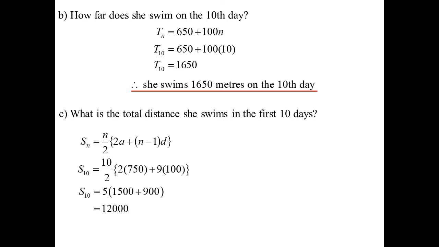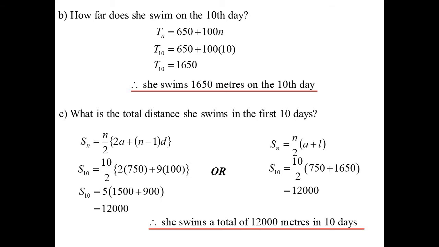Our sum to n formula: n on 2, 2a plus (n minus 1)d. Sub in all the values that we now know, and we end up with 12,000. Of course, we could have used the alternative formula, n over 2 (a plus l), because we just found that on the last day, on that 10th day, she swims 1,650. So subbing in, and of course we get the same answer, 12,000.